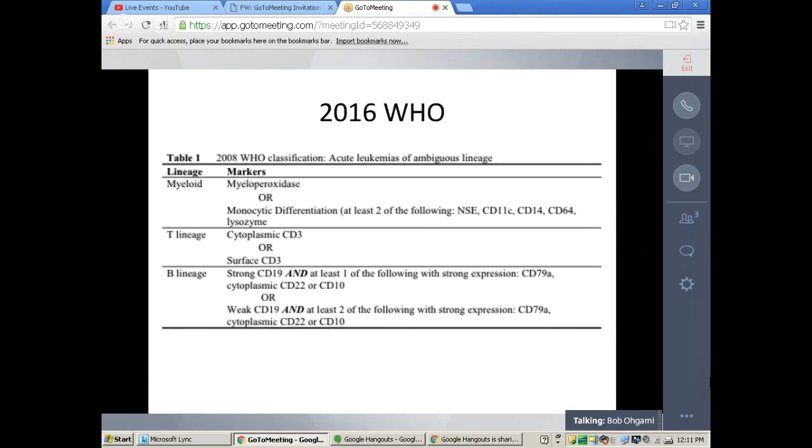I just wanted to put this image here of some of these markers. As you can see in the 2016, also the 2008 WHO, there are different markers that allow you to call something myeloid, T, and B cell lineage, as I dictated before. The thing to be aware of for the T cell lineage, when you are looking at CD3 expression on your blast, is that the CD3 expression needs to be at least as strong as the background lymphocyte. That's something that's very hard to find in all of the groups.